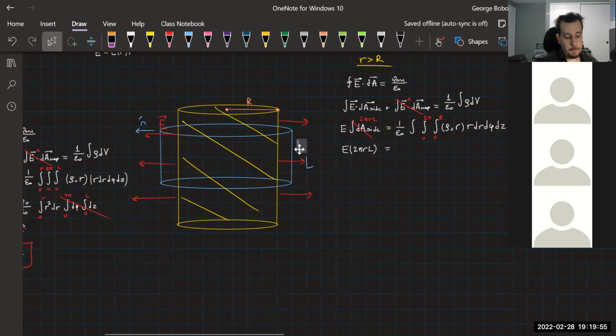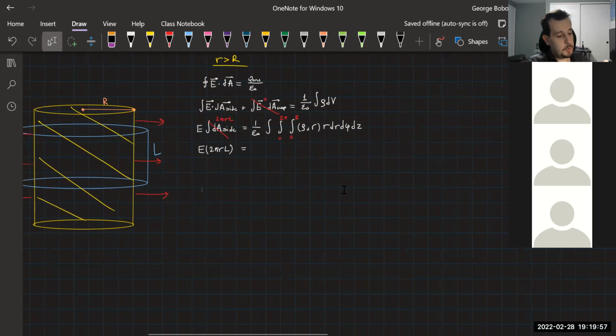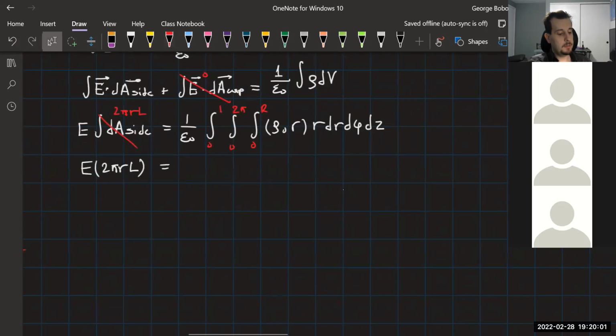0 to L. Okay. So 0 to L. All right. Again, split it up. Pull the constant outside. And so we have here the integral of r squared again, dr, the integral of d phi, and the integral of dz, all going in their respective bounds.